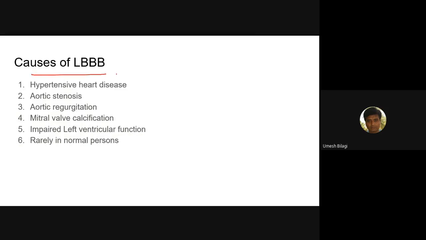Causes for LBBB: hypertension, heart disease, aortic stenosis, all left ventricular strains and dilatations, mitral valve calcification, impaired left ventricle function. Rarely, sometimes people can have this LBBB.